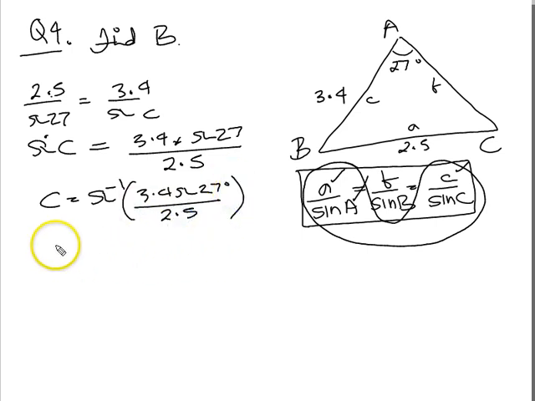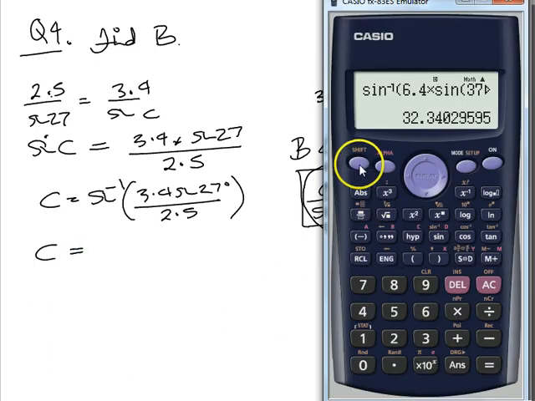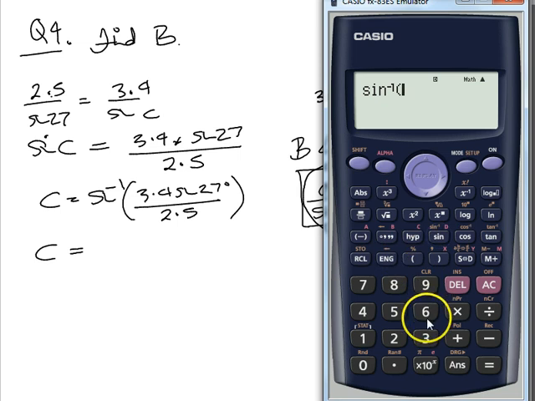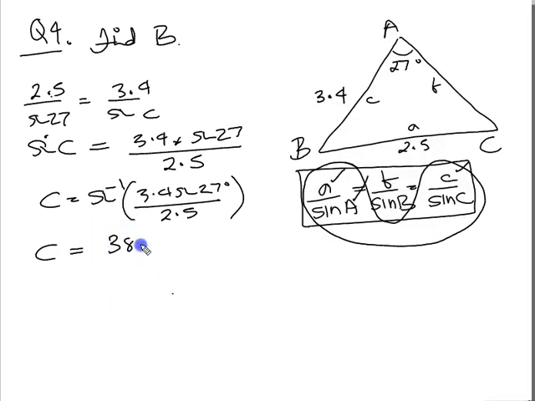So what we got then, let's tap that in the calculator. So C equals then, shift sine, 3.4 times sine 27 degrees, close bracket, divided by 2.5 and close the shift sine bracket, equals 38.13, to 2dp, 38.13 degrees. Okay, so that's that.